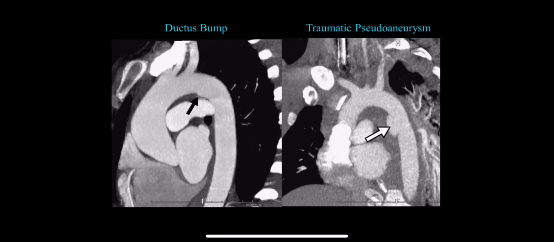Two other examples: ductus bump on your left, small outpouching, obtuse angles with the undersurface of the aorta. Compare that with the traumatic pseudoaneurysm, where we have outpouching and very acute angles with the aorta.